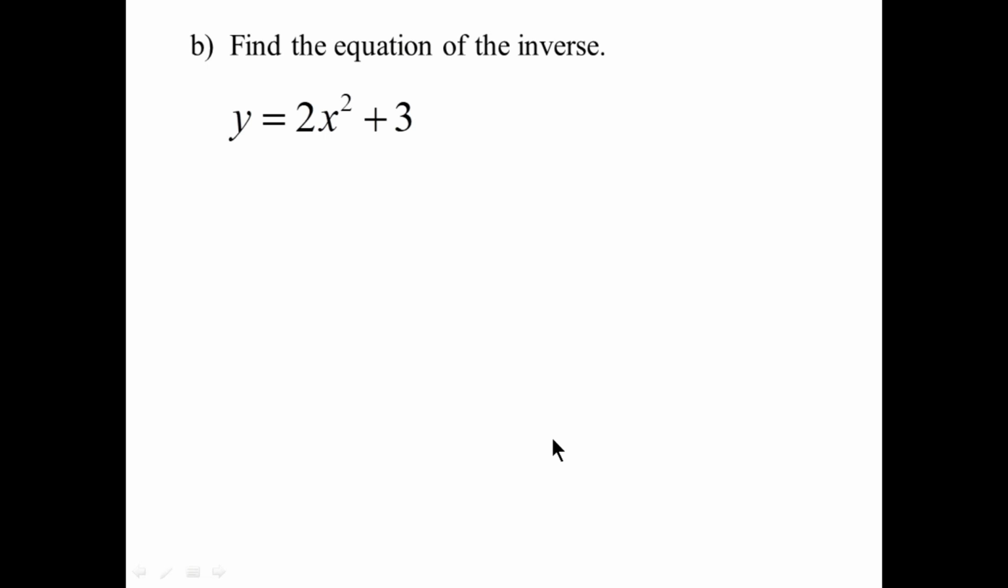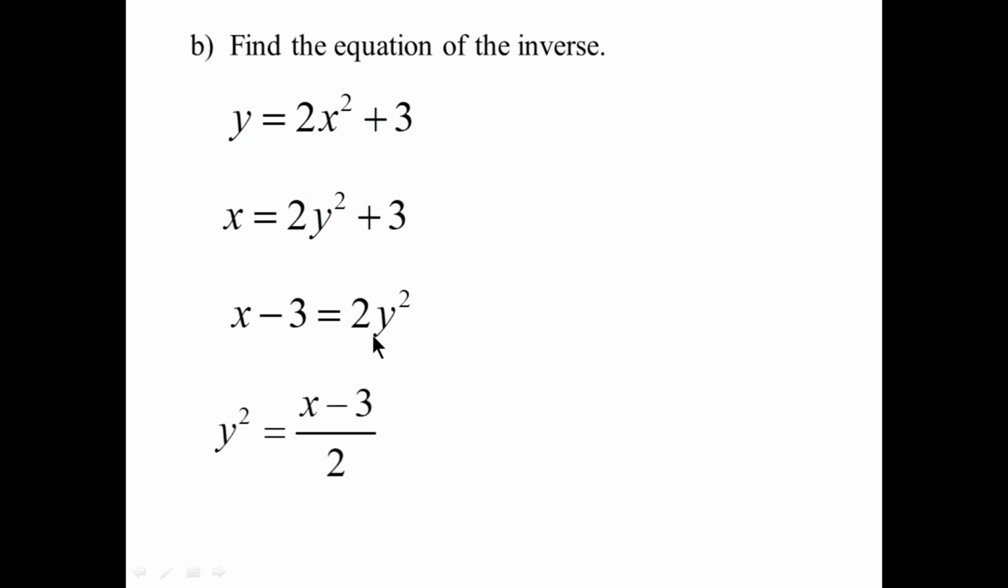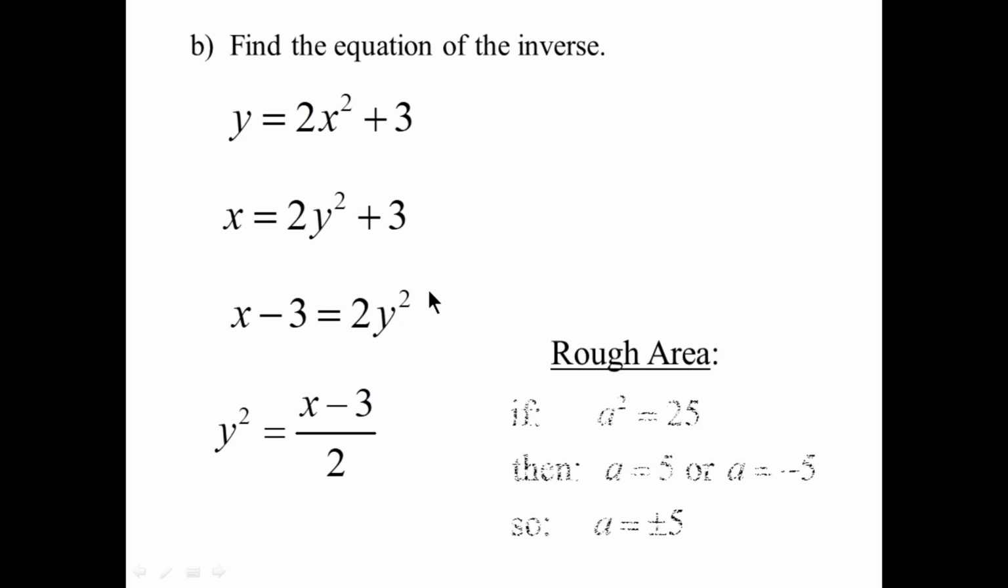There's the original, doing our steps. Y becomes x, x becomes y. Now you have to isolate y, so we'll take plus 3, drag it across the equal sign, divide both sides by 2, and we have y squared equals x minus 3 over 2. And now, whenever we take the square root of both sides, which is what we need to do to turn this into y, we always go plus or minus.